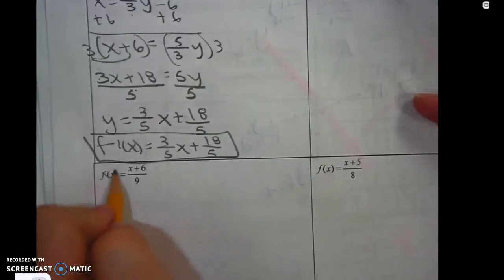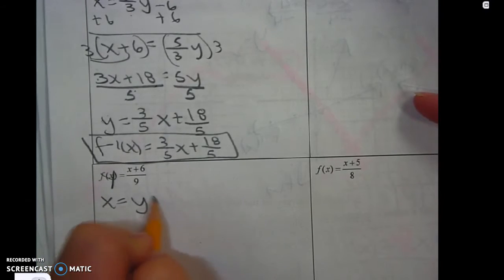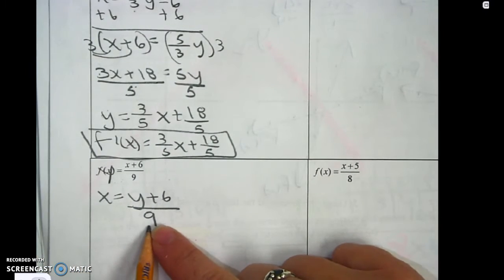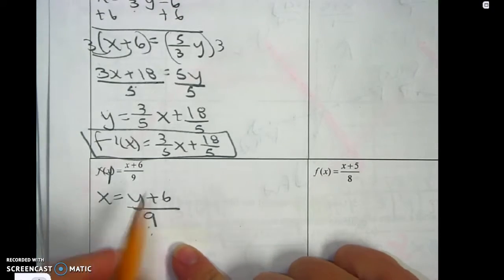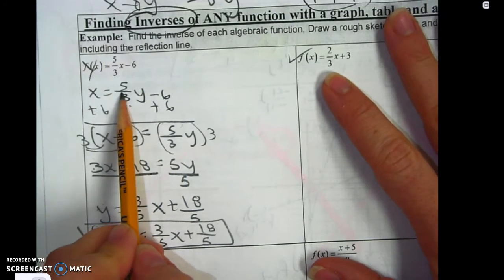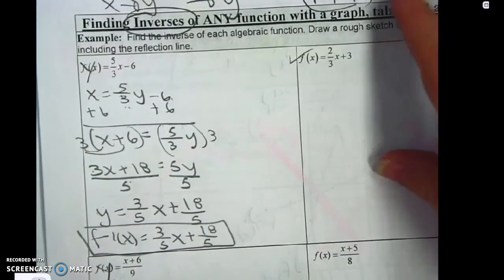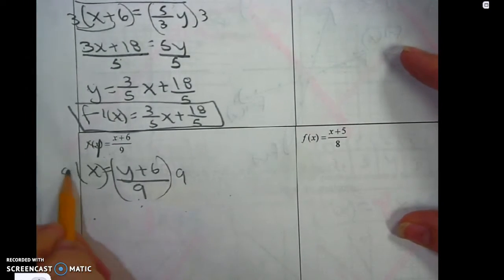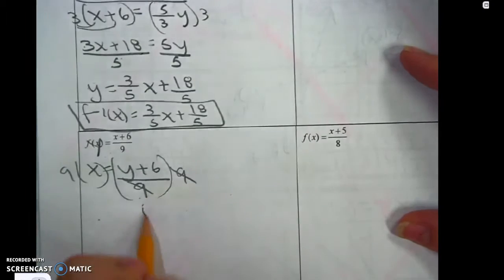All right, same game. This is y. Switch it. So in this case, because the whole thing is being divided by 9, I actually have to multiply by 9 first. Where here, I was only dividing by 3 with the 5 and the y, not the 6, so that's why I moved the 6 first. Multiply both sides by 9. Remember, the goal of that is to get rid of it.